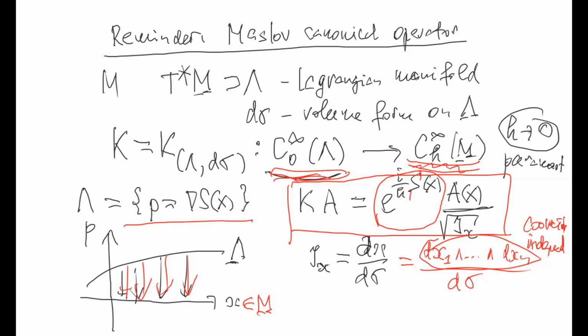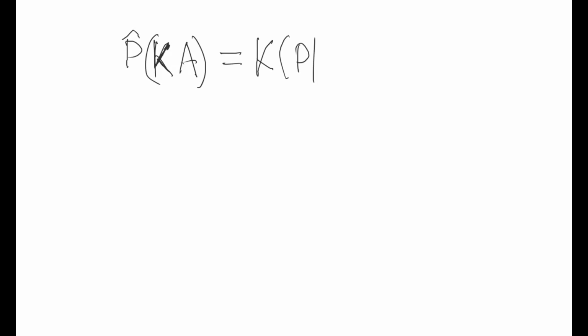instead I will give the two most important properties of the canonical operator, which will be useful for us, and which in some sense describe the canonical operator as a black box. So if you have a pseudo differential operator P, and you act with this operator on K, the canonical operator applied to some amplitude A, then it is the same as K applied to this amplitude P, restricted to the manifold lambda, plus O of H. This is the first commutation formula.